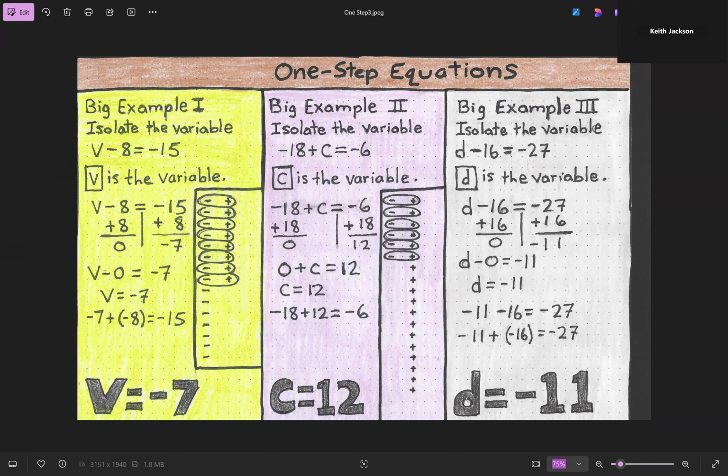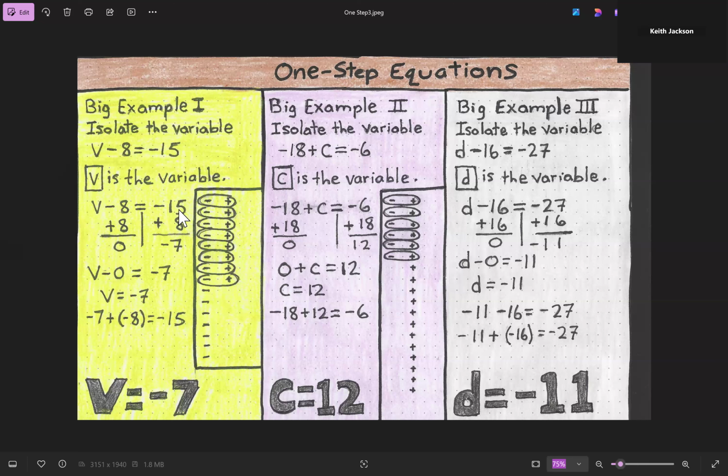Let's take a look at big example one, in which we have v minus 8 is equal to negative 15, keeping in mind that we're going to follow our same procedures as before, in which we're going to isolate the variable. In this case, the variable is v. Because the minus 8 is on the same side of the equal sign as the v, we're going to have to turn that minus 8 into a 0 by adding 8 to both sides. When we add 8 to both sides, we get a 0 right here next to the v, exactly what we wanted.